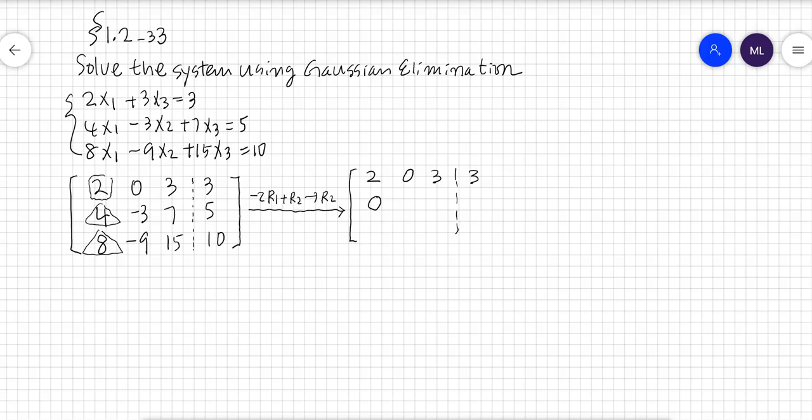And that will be 0, because that becomes negative 2, and it's negative 3. And negative 6 plus 7 is 1. And then negative 6 plus 5 is negative 1.